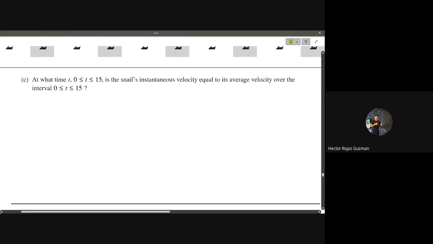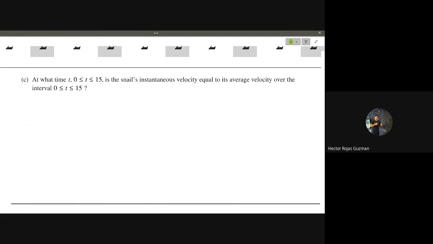Part C. At what time is the snail's instantaneous velocity equal to the average velocity? This part is talking technically about the mean value theorem, when the derivative is equal to the average rate of change. So, (S(15) minus S(0)) divided by (15 minus 0).